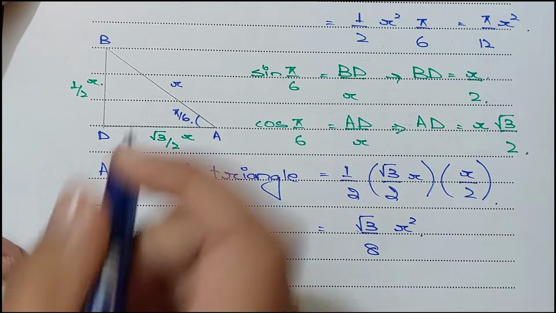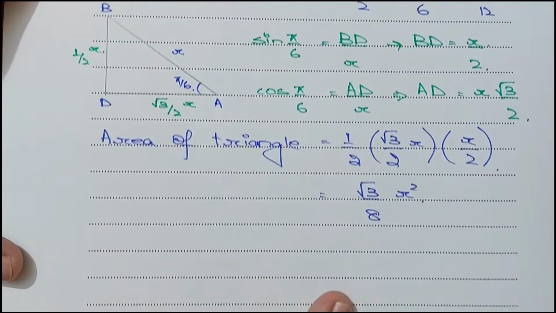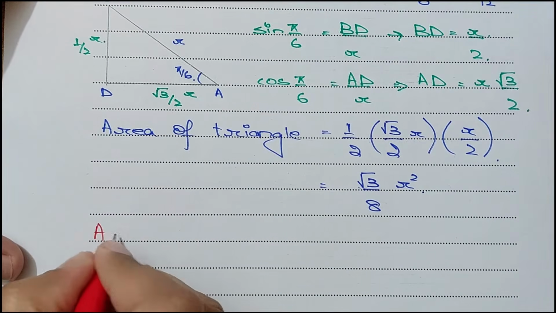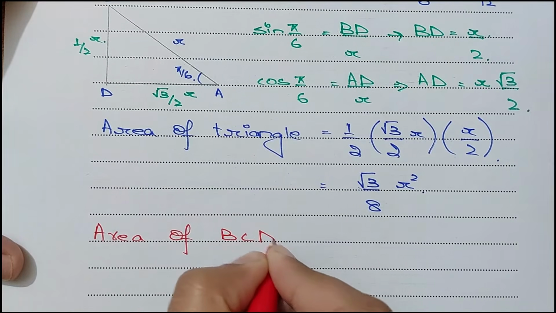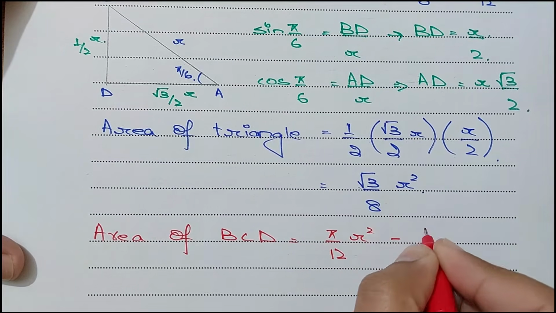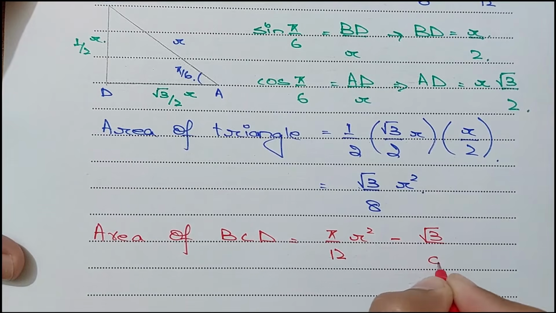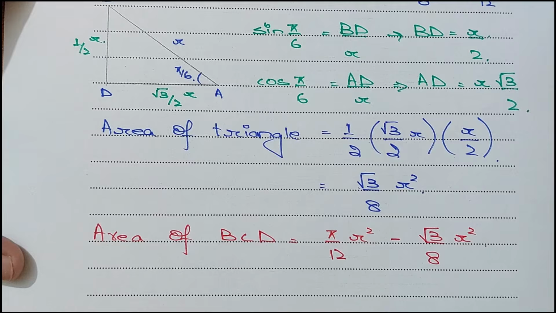Okay, now let me substitute this into the formula. So we can say that area of BCD in terms of R is the area of the sector, which is pi by 12 R square, minus the area of the triangle, square root of 3 over 8 R square, right? So this is the exact area of BCD in terms of R.